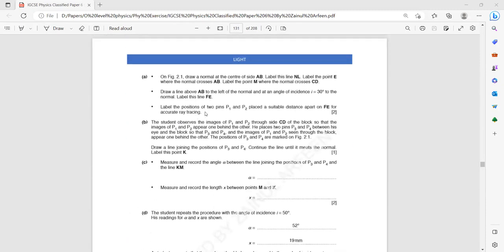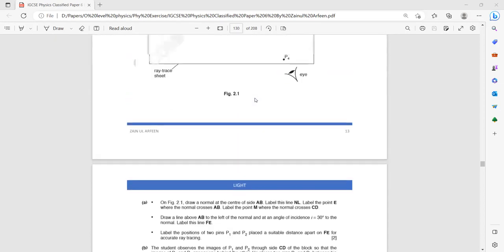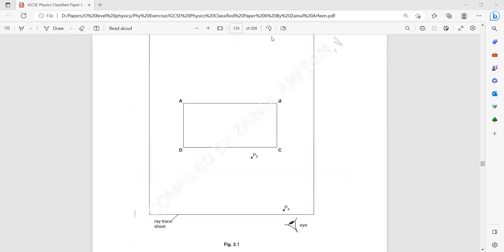Then label the position of the 2 pins P1 and P2. The second point: draw a line above AB to the left of the normal at an angle of incidence of 30 degrees and label the line as FE. So this was the first thing we did. N and L should be perpendicular because it is a normal. A normal should always be perpendicular, or 90 degrees, to the surface.